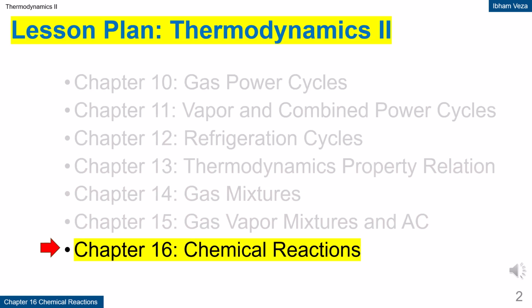Lesson Plan Thermodynamics 2. The course structure shows that chemical reactions come as a logical continuation of power cycles, refrigeration, and gas mixtures. All previous topics serve as the foundation for understanding combustion and chemical reactions. With this sequence, students already have the concepts of energy, enthalpy, and entropy. This chapter integrates all those concepts into a real engineering application. Therefore, chemical reactions represent a culminating application of engineering thermodynamics.